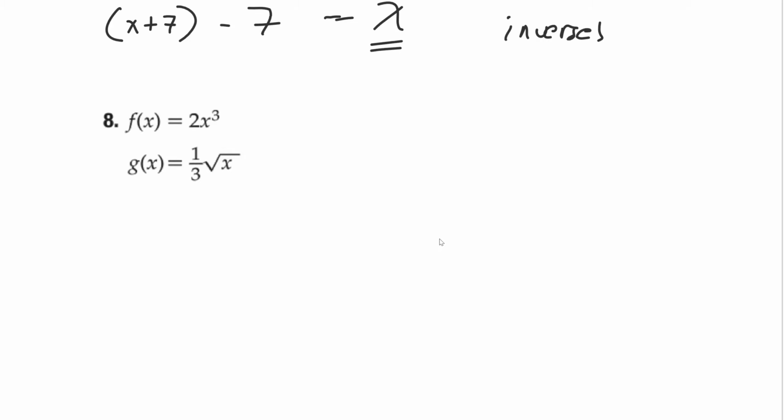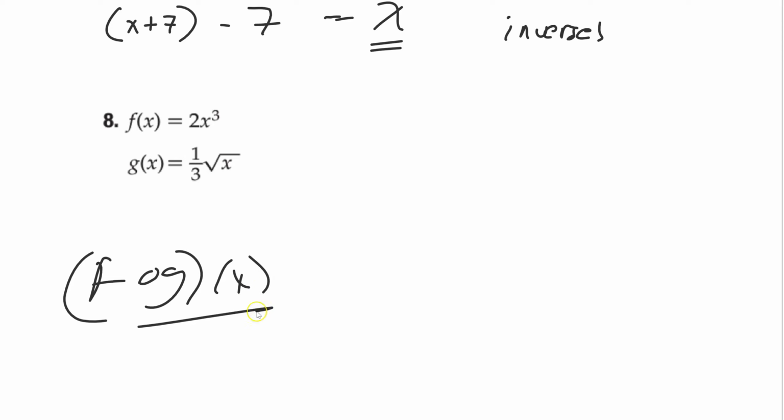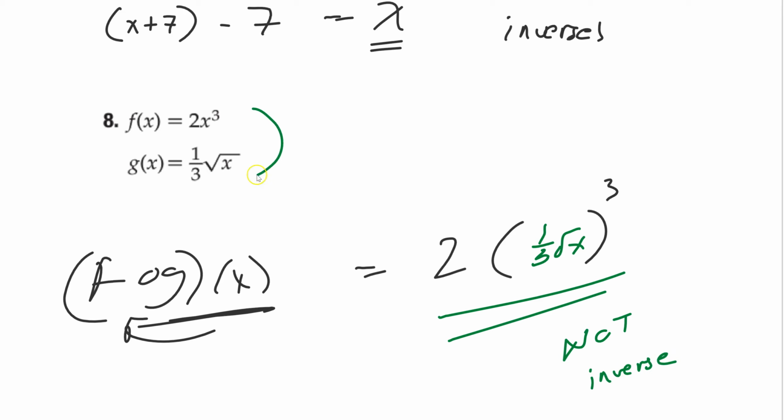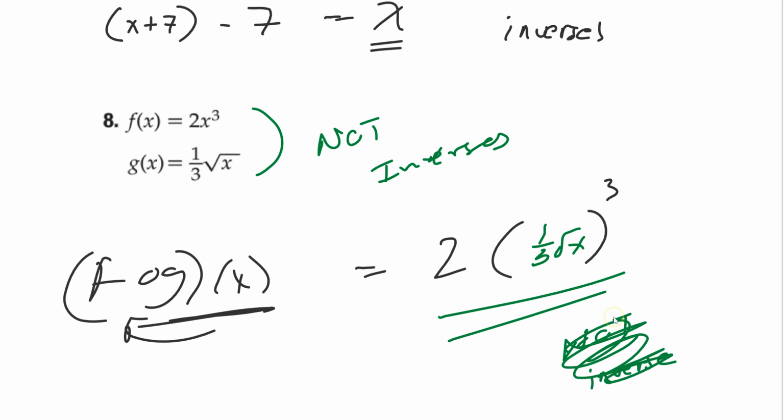Like the next one. Let's do f of g of x. So I'm going to plug g into f. F is this. Plug g in. So I'm going to get 1/3 square root of x. Now that 3 does not cancel any of that out, and the 2 does not count. I can't do anything here. So this is not an inverse. It's a function, it's not an inverse function. Or I should say f and g are not inverses, which is more accurate. So f and g are not inverses of each other.